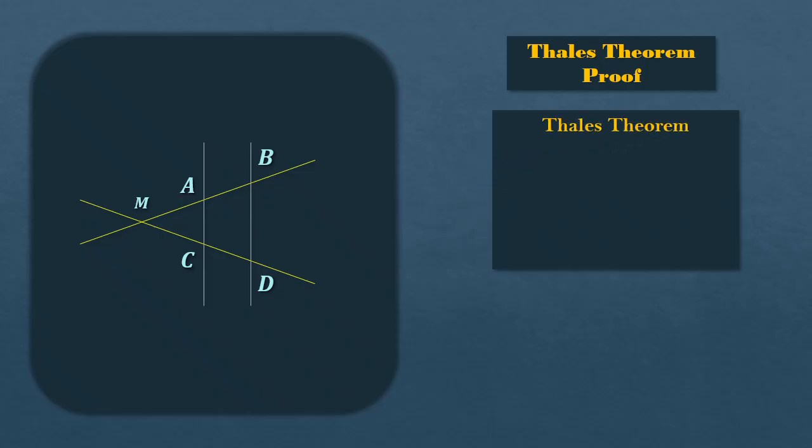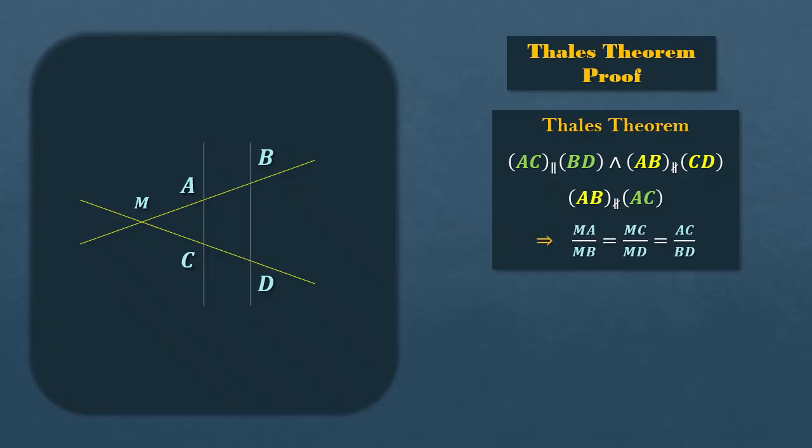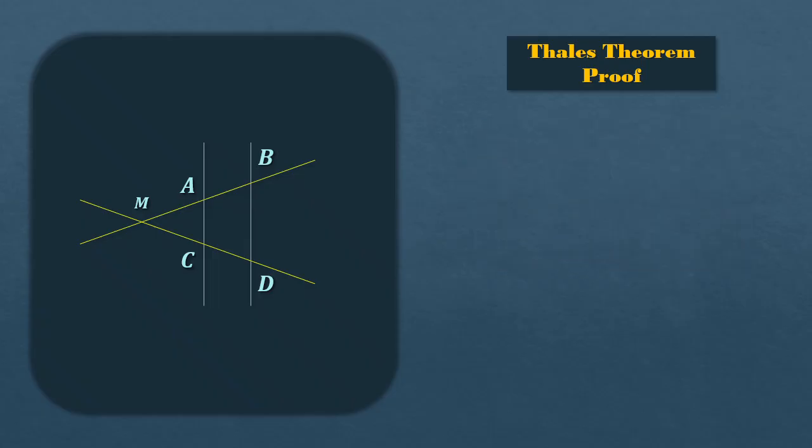In this configuration, since the lines AC and BD are parallel, and since the lines AB and CD intersect at point M, Thales' theorem states that the ratios of the corresponding segments are equal. In other words, MA divided by MB equals MC divided by MD, which is equal to AC divided by BD. To prove this result, we consider triangles MAC and MBD.